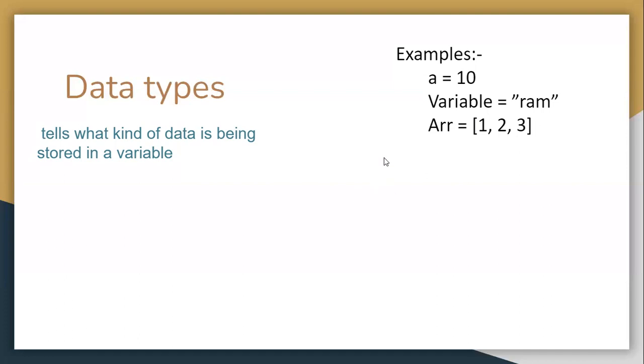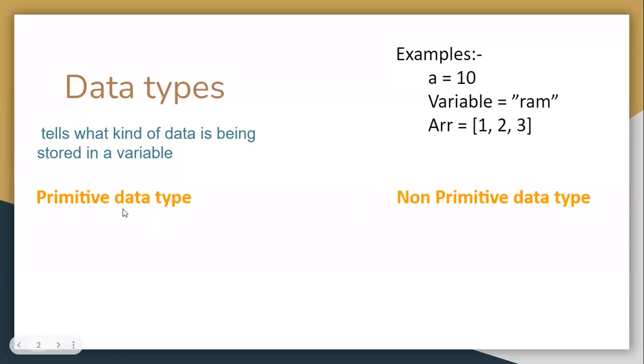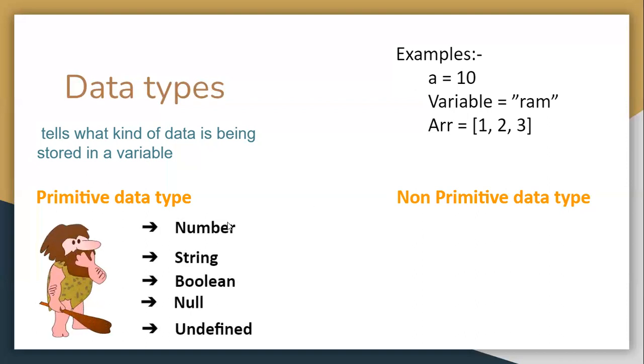Now first of all, see what types of data types we have. We have two types of data types. The first one is the primitive data type, and the second one is the non-primitive data type. Primitive means predefined data type, and non-primitive means the user-defined data type which we made for our ease of work. The primitive data types are number, string, boolean, null, and undefined.